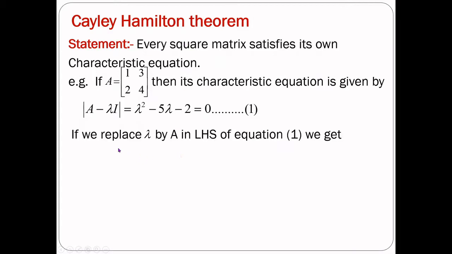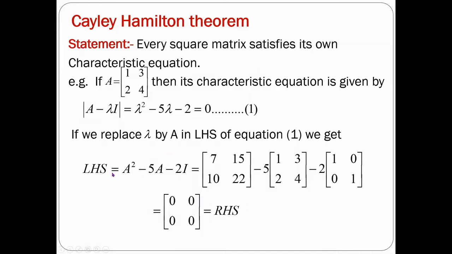So we will replace lambda by A in the LHS of equation 1, because the Cayley-Hamilton theorem states that every square matrix satisfies its own characteristic equation. So we get the left hand side equal to A square minus 5A minus 2. 2 is a scalar quantity, so we have to convert it into matrix form. So I have assigned the identity matrix with that.